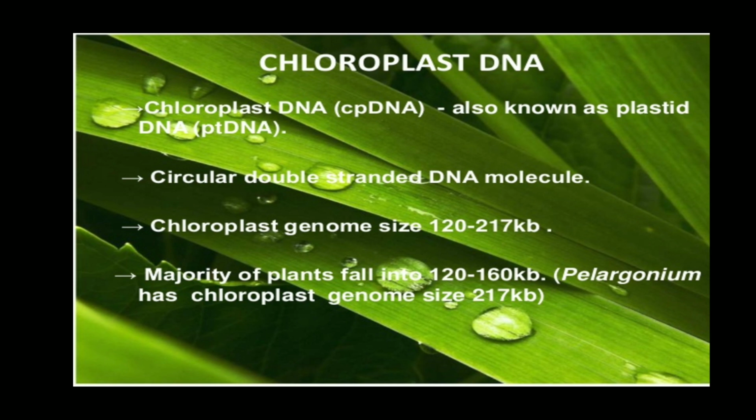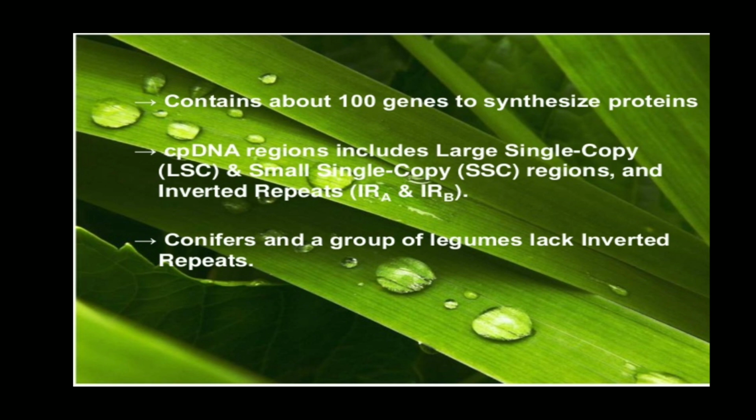So this is about the chloroplast DNA. It contains about 100 genes to synthesize its proteins, right? And this chloroplast DNA has regions that include the large single copy and small single copy regions, and they show inverted repeats, meaning the nucleotide sequences just get repeated.